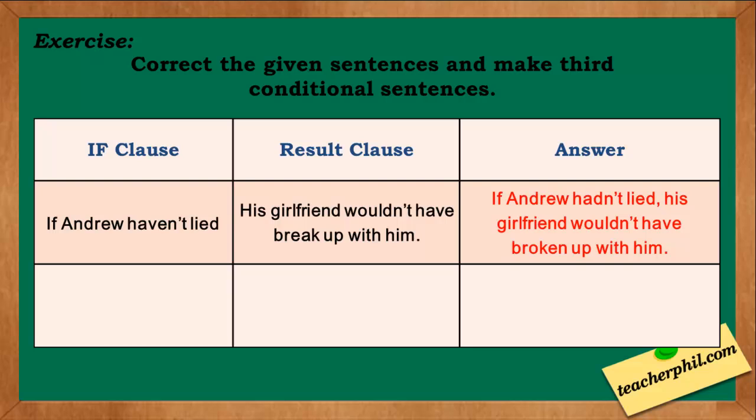If Andrew hadn't lied. The result clause, his girlfriend wouldn't have break up with him, is wrong, because after the auxiliary verb have, the main verb break up should be in past participle. His girlfriend wouldn't have broken up with him.